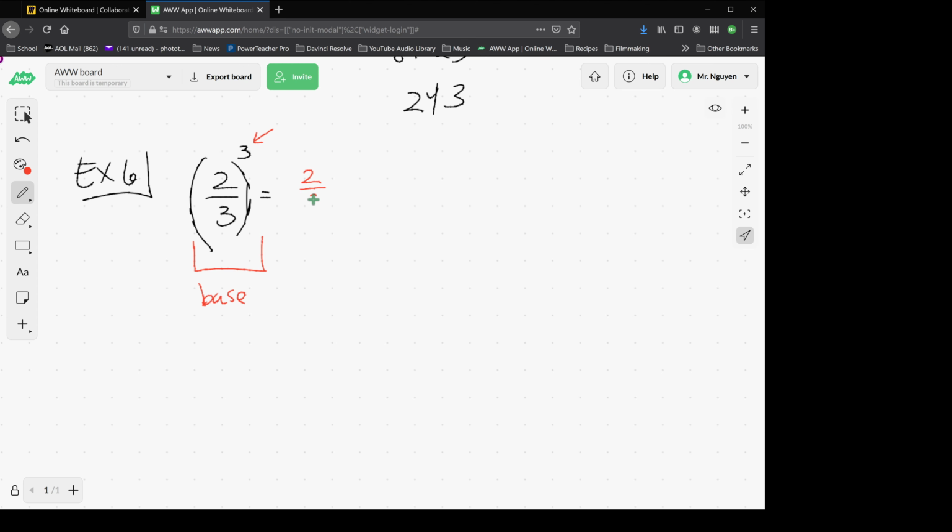So it's 2/3 times 2/3 times 2/3. So that's 2 times 2. And again, if they ask you just to write the power as a product of the same factors, this is what you give. But if they tell you to find the value, you multiply 2 times 2 times 2, that gives you 8, and 3 times 3 times 3, that gives you 27. This will be your answer.